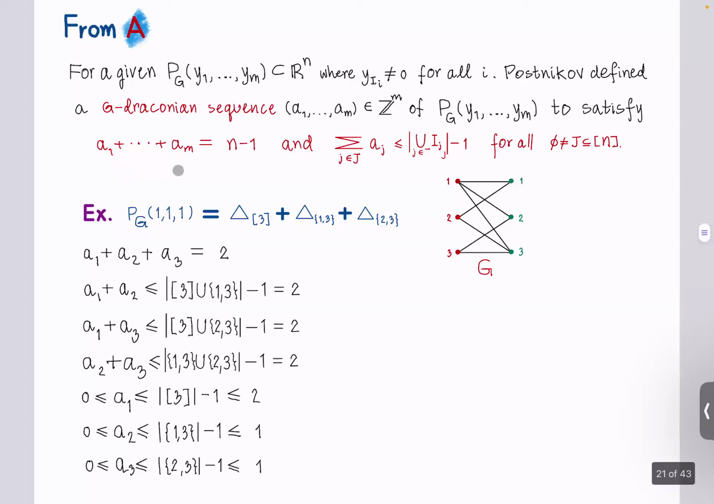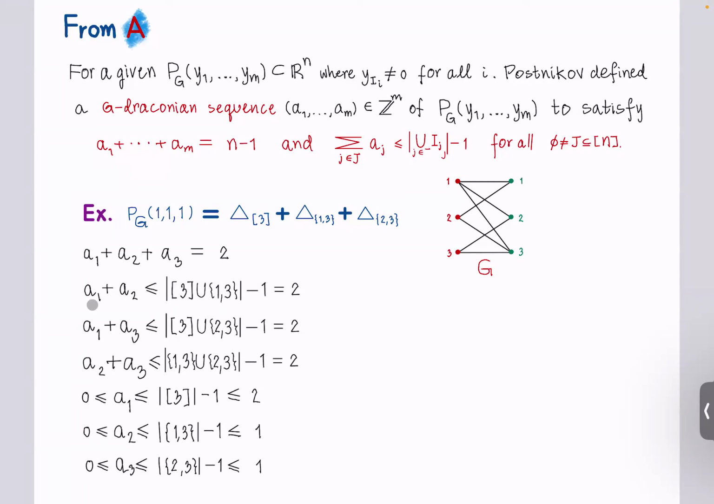This is better with an example. Okay, for example, this is an example from the previous slide. PG equals PG of 111, which is this polytope here. Sorry, a different one from the previous page. And you get this graph as its associated graph. What are its G-draconian sequences? Well, you're going to have A1 to A3 because we have 3 simplices here in the summand. And A1 plus A2 plus A3 has to be n minus 1. So 3 minus 1, you get 2.